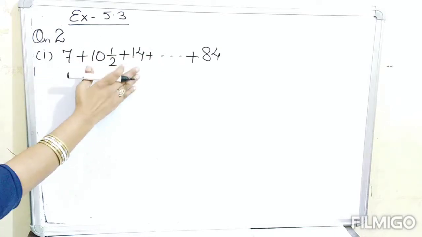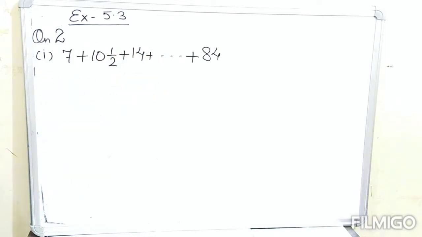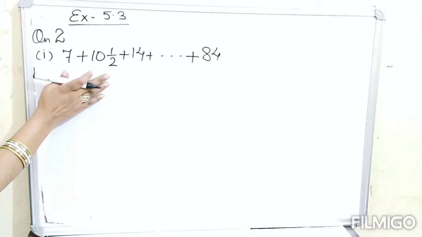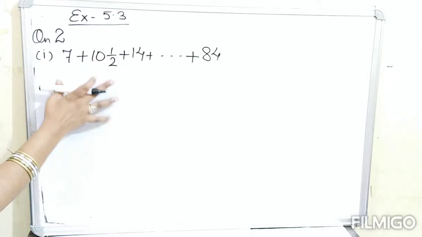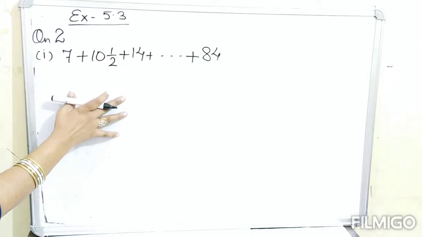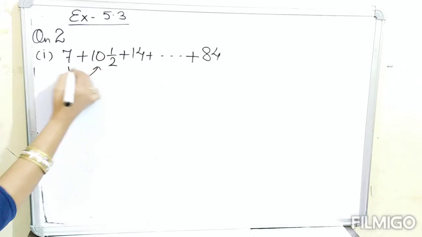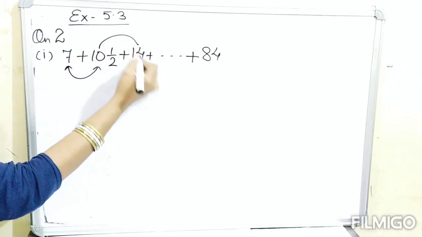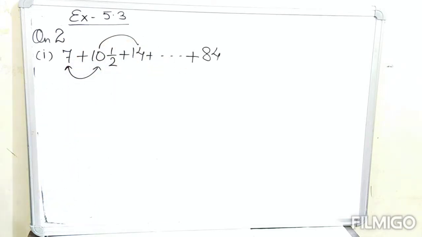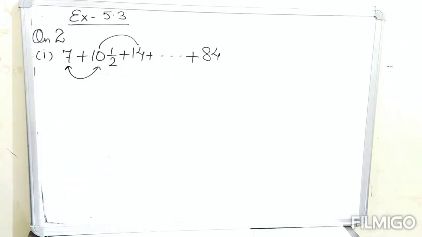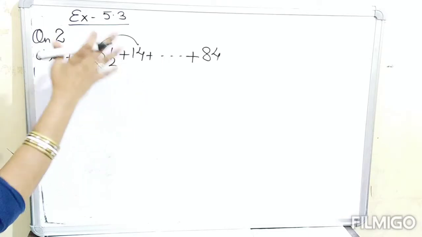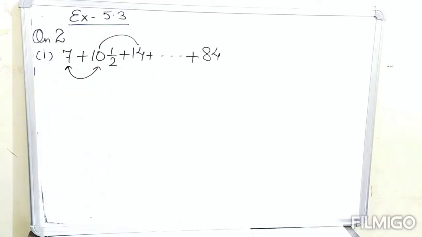First we have to show whether the series is an AP or not. If it is an AP, then we can apply the formula for the n terms of an AP. To check whether it is an AP or not, we subtract these two terms, then these two, and so on. If the difference comes the same, that means this is an AP. If the difference does not come the same, then we cannot apply the formula for the sum.